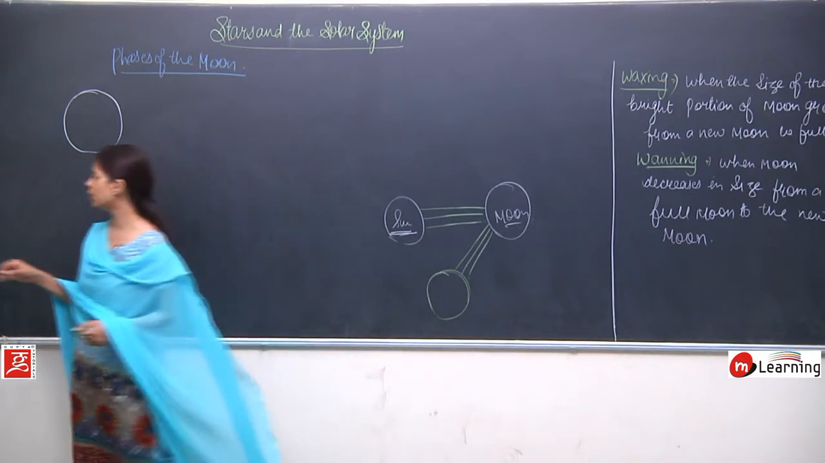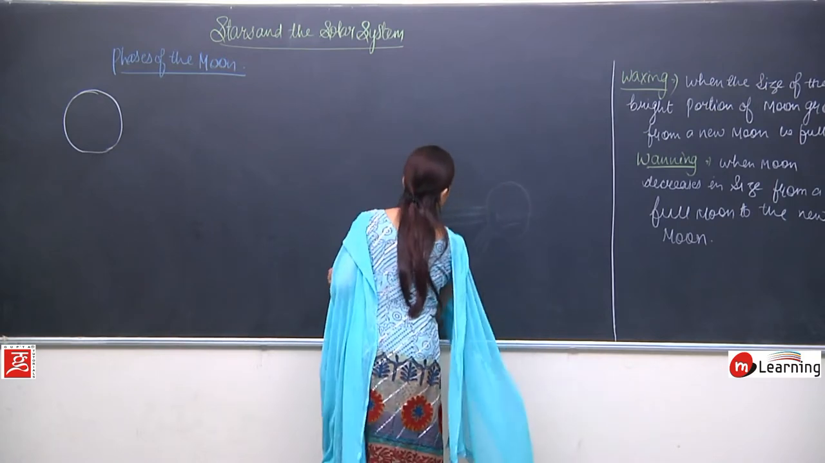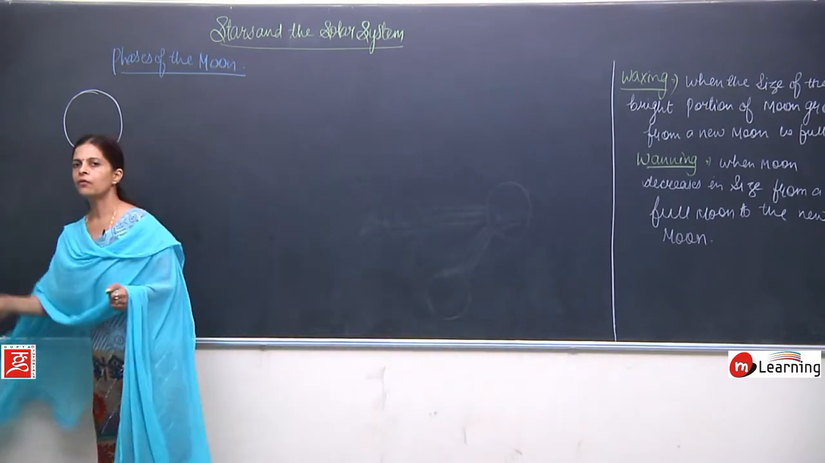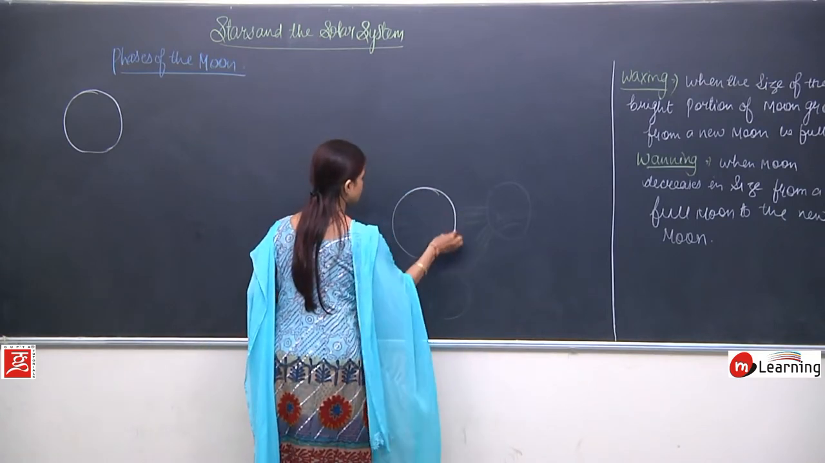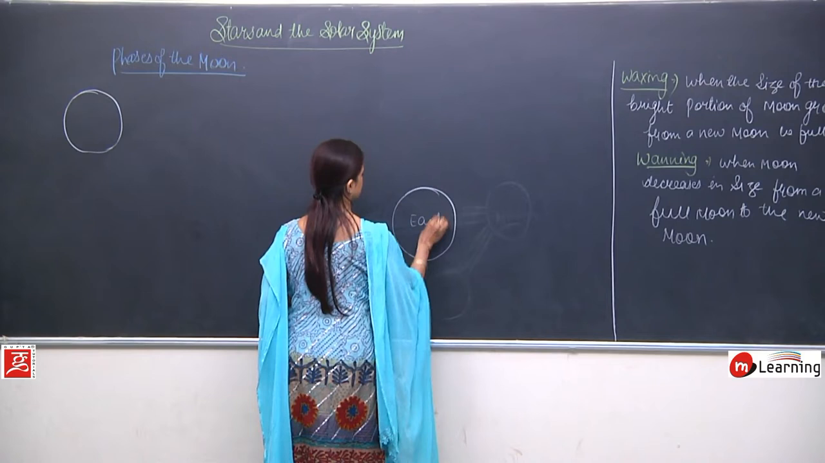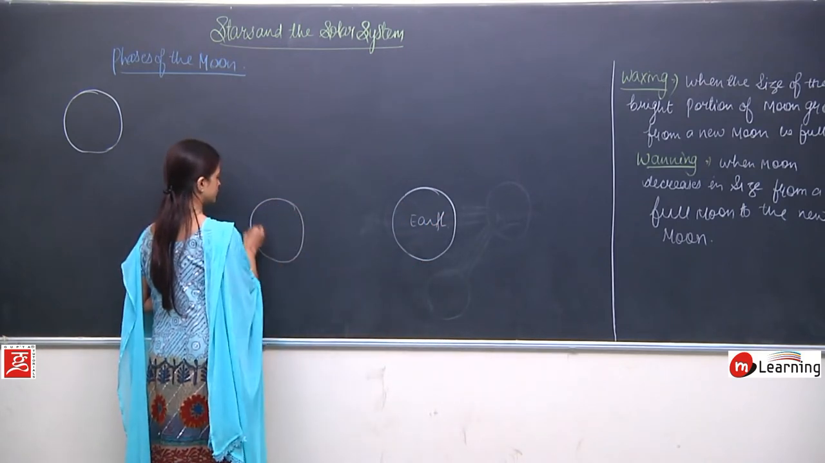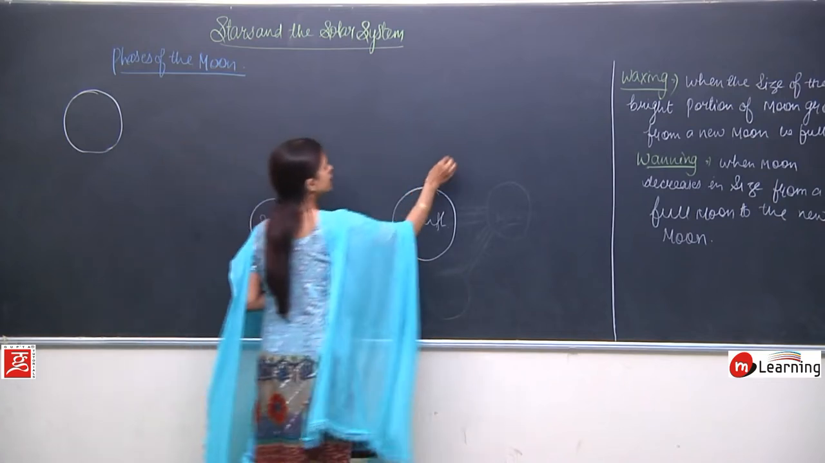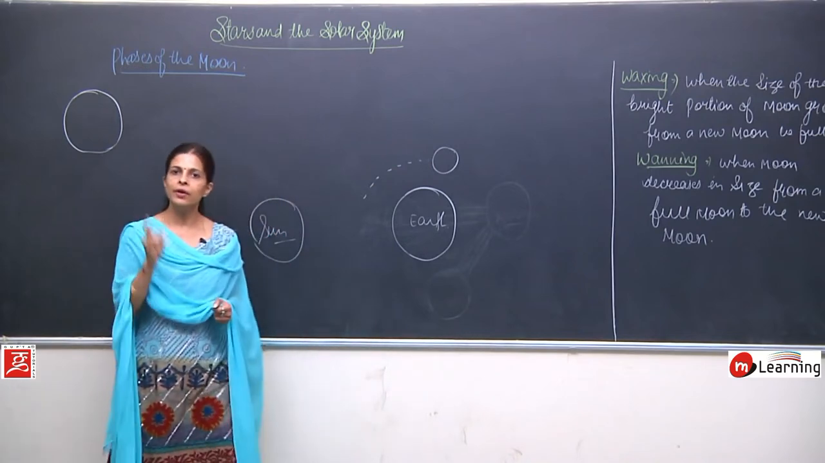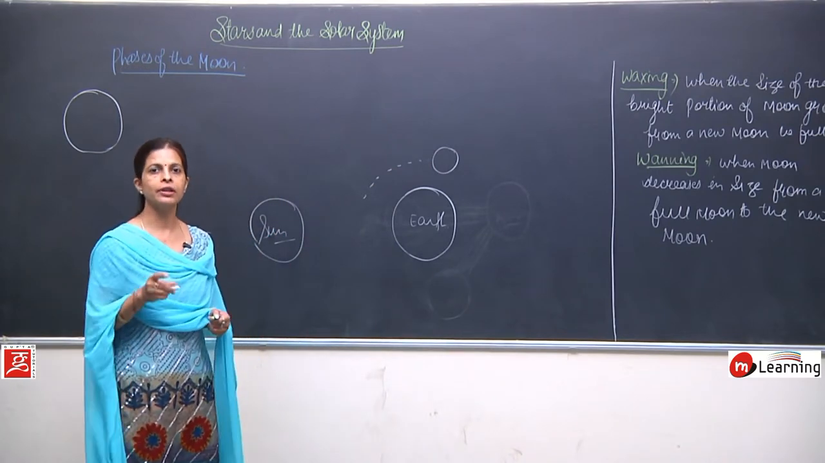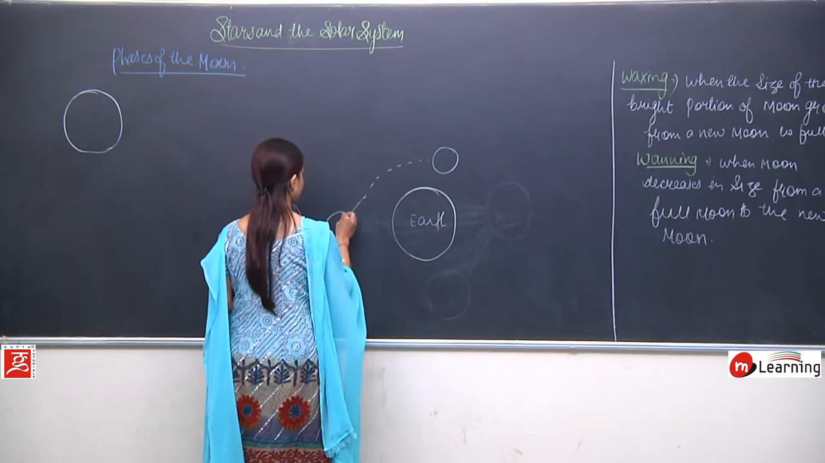I'll just clean this and draw another diagram over here. We know that the moon is revolving around the earth. Now this is the earth and here is the sun, and this moon is revolving around the earth. When it revolves around the earth, one position comes when it comes in between the sun and the earth.